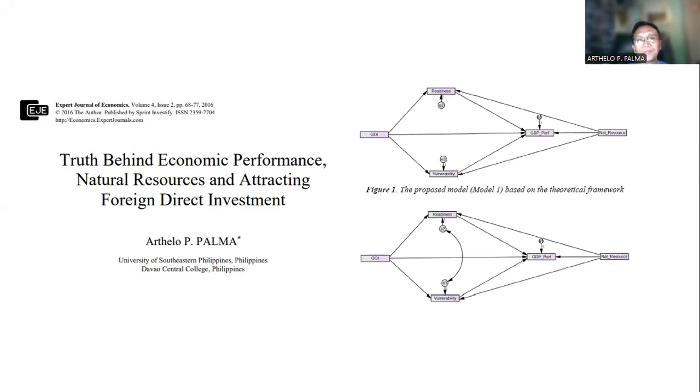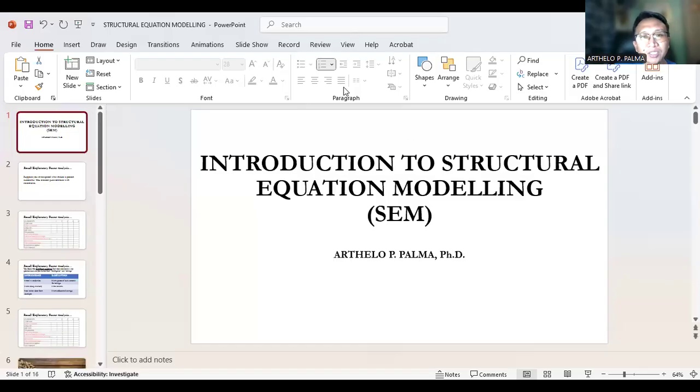I think we're done with the basic introduction of structural equation modeling.